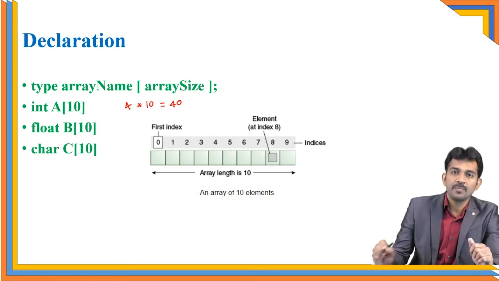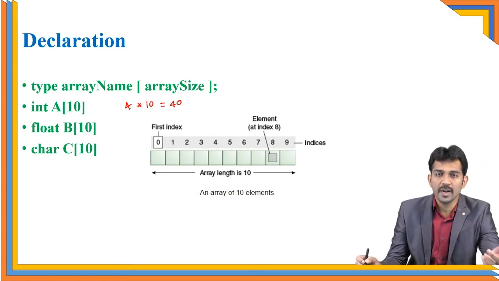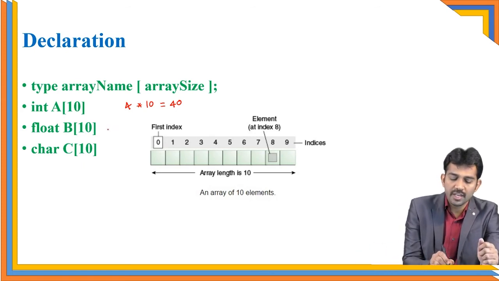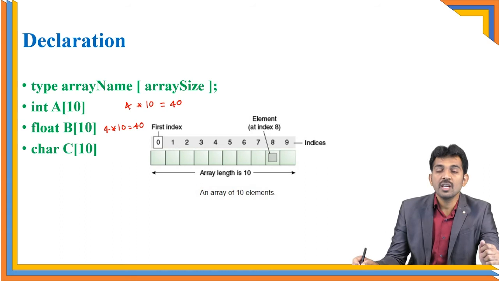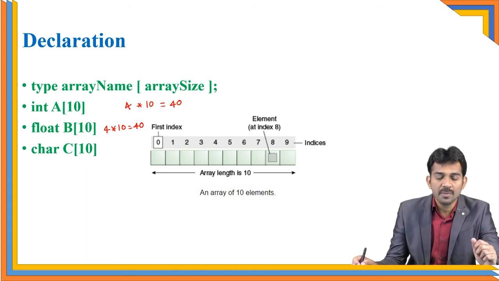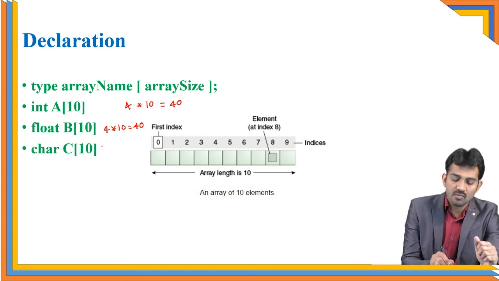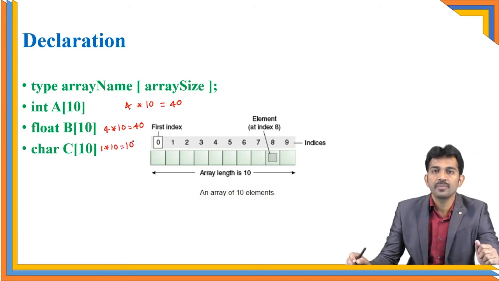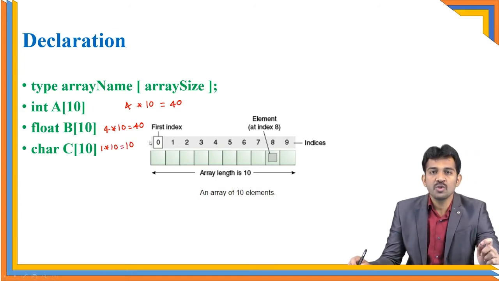Coming to b, what is the size of float? It is 4 bytes, right? So it is also 4 into 10 is equal to 40 bytes. Coming to char, the size is 1 byte, right? So 1 into 10 is equal to 10 bytes. Right? Each character is going to take 1 byte.